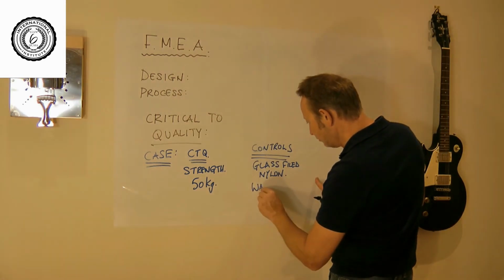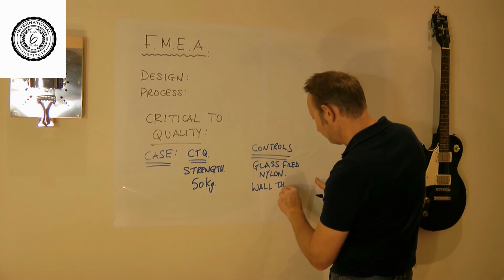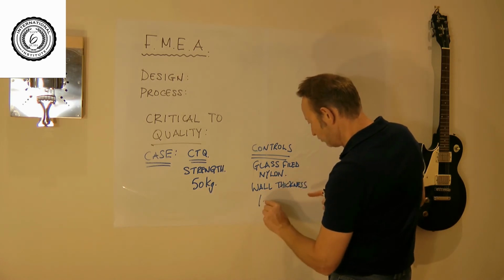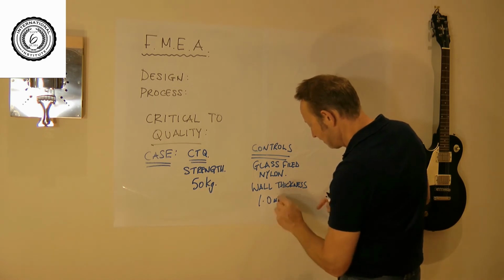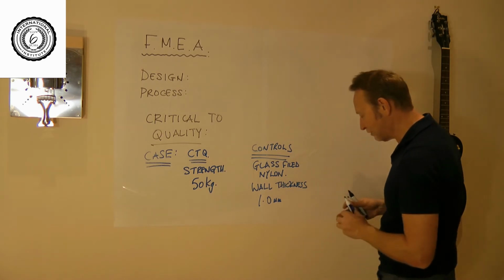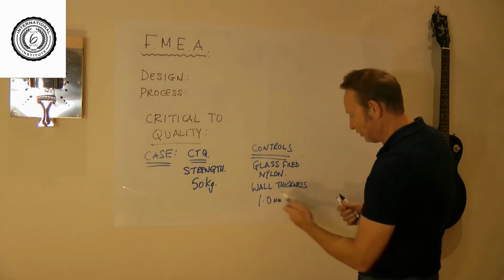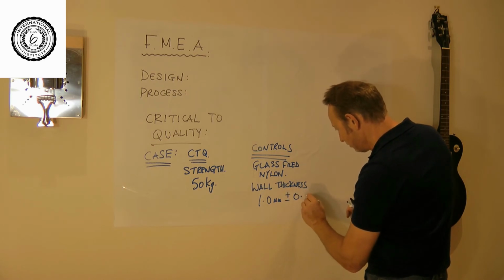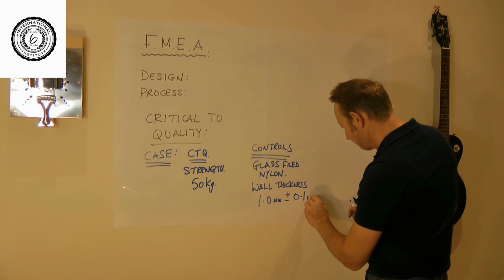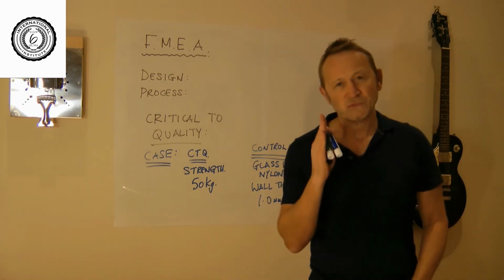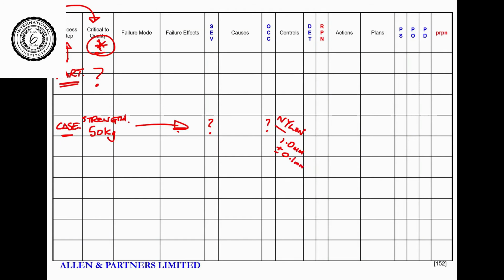And he decides that the wall thickness has got to be 1 millimeter. And because of the thickness, there's a certain level of safety on this in terms of calculating its strength, etc. Maybe he doesn't have to put a particularly tight tolerance on it, so he says it's 1 millimeter plus or minus 0.1. Now that's his design intent. That's what the FMEA was designed to capture.